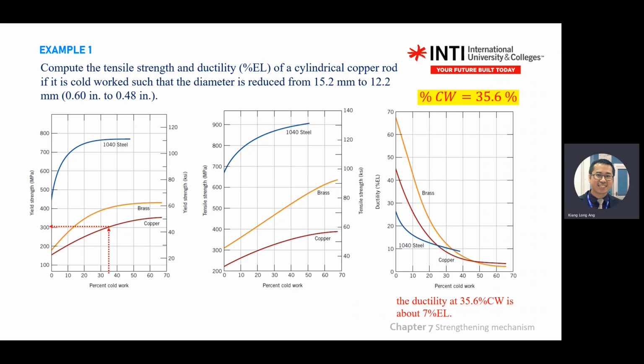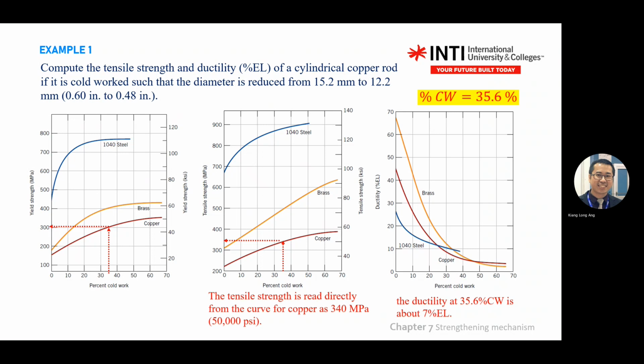So go to the cold work, go to the left, you get about 35%. Move to the left, 35%. Yeah. So here, the first graph is about 350 megapascal. Because the question asks for tensile strength, you go to the tensile strength graph in the middle and read the reading, about 350 megapascal.